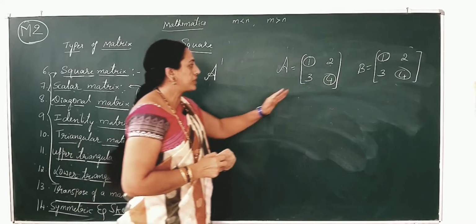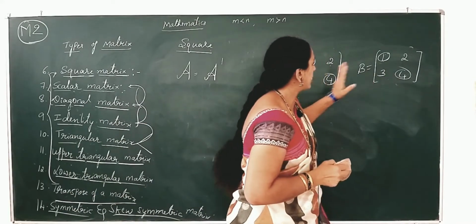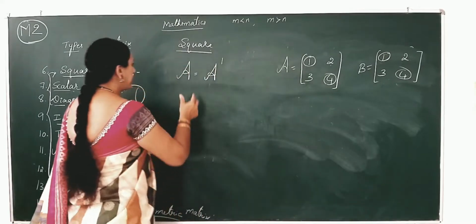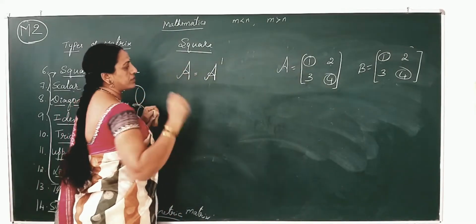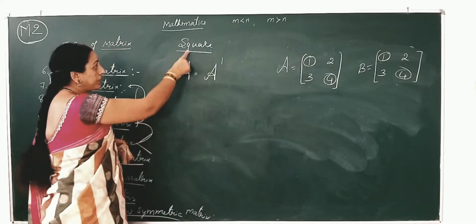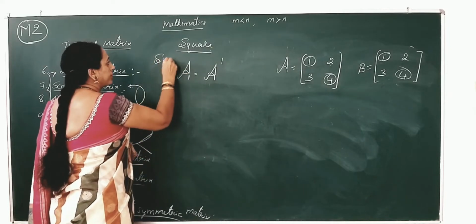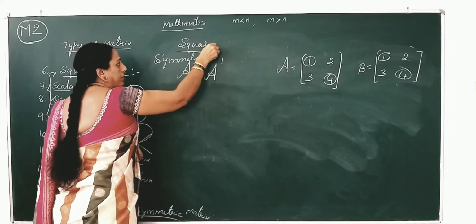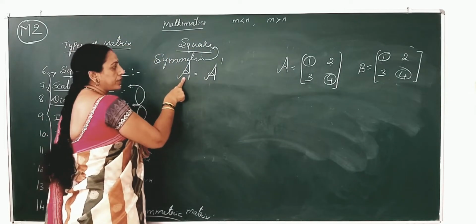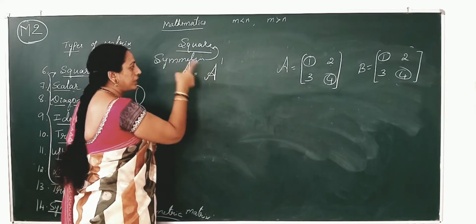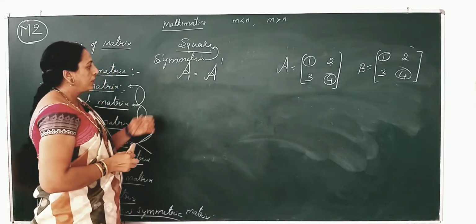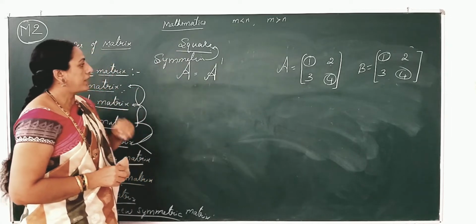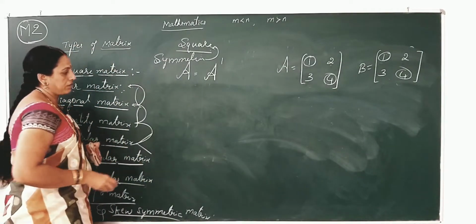These kinds of elements we call corresponding elements. They must be equal place to place. So if such elements are equal, then such a matrix is called a symmetric matrix. Symmetric matrix is a square matrix. If A is a matrix, then A dash is the transpose of the matrix, and both matrices will be equal to each other. Such a matrix is called a symmetric matrix.